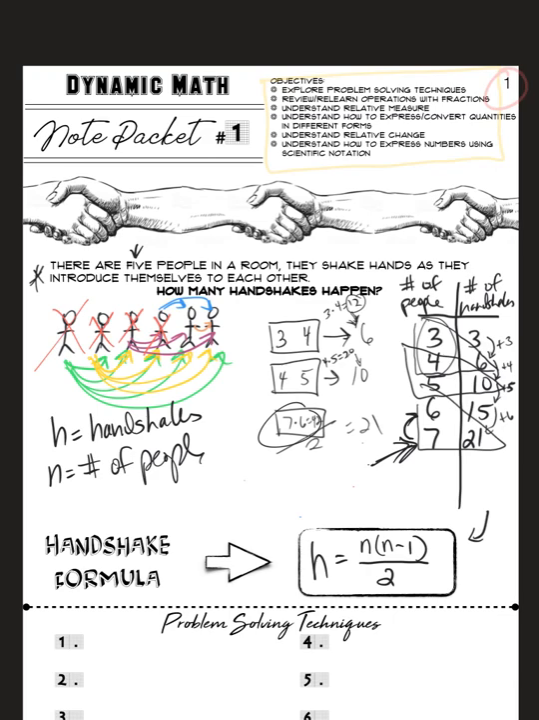I got to talk about this one more time. I've got it figured out. If I was going to use 8 in my handshake formula, right? So I would say 8 times 8 minus 1 over 2. 8 times 7 over 2. 8 times 7 is 56. And if I cut 56 in half, that is 28.